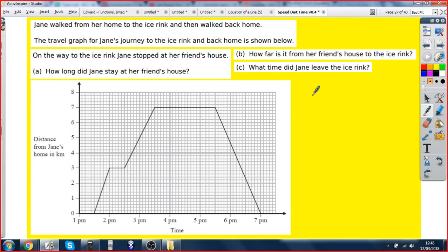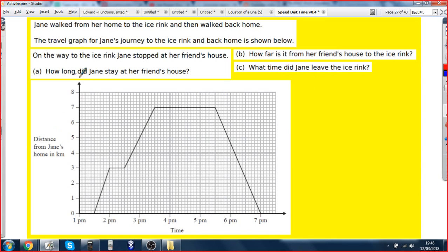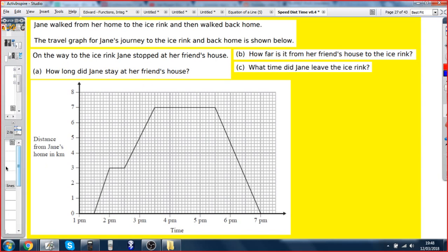Okay, so this is like the one we did. Let's try this one. How long did Jane stay at her friend's house? If you want, you can read the whole thing.